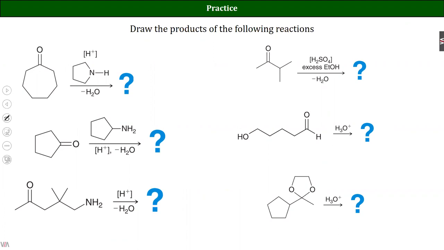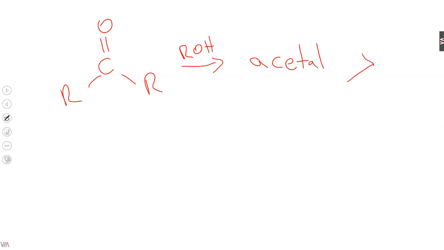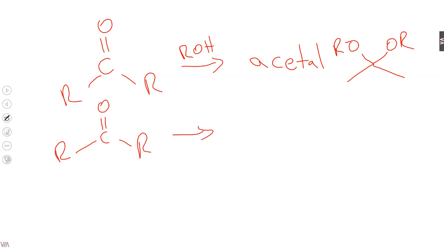So let's practice. So quick recap, I guess I'll go to a blank page first. So carbonyl plus alcohol, you make the acetal. Carbonyl plus a primary amine, or yeah, primary amine, and you make the imine. And all of these R groups don't have to be identical. They could all be any R group, including a hydrogen.